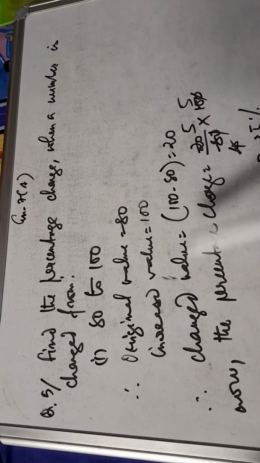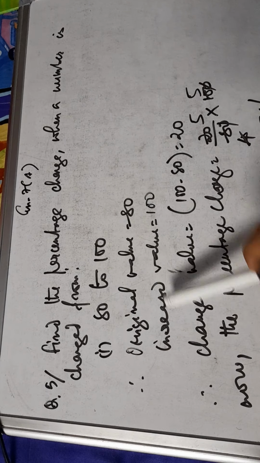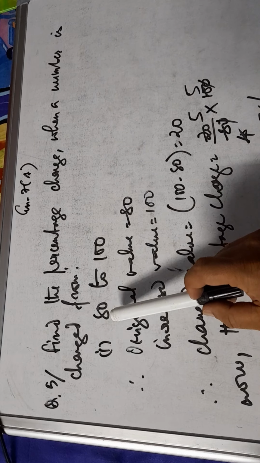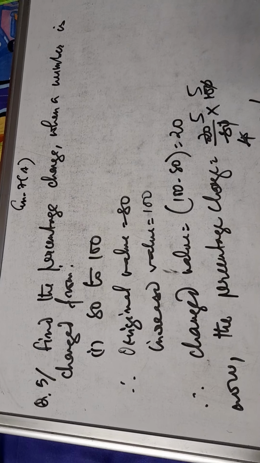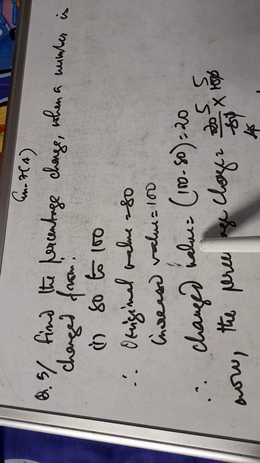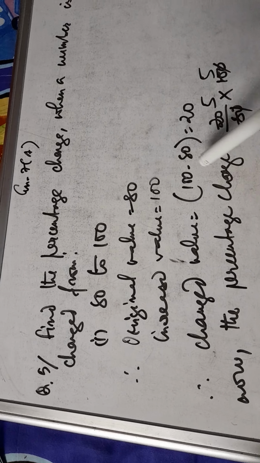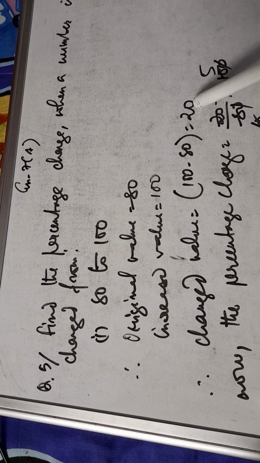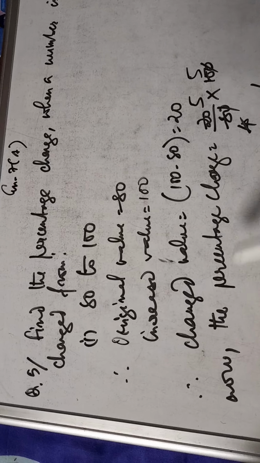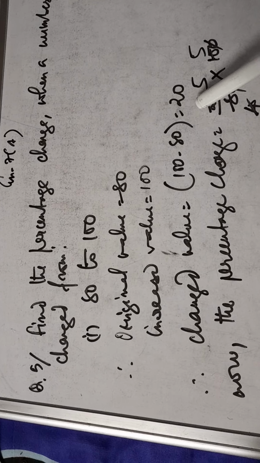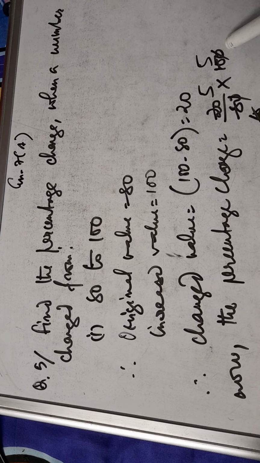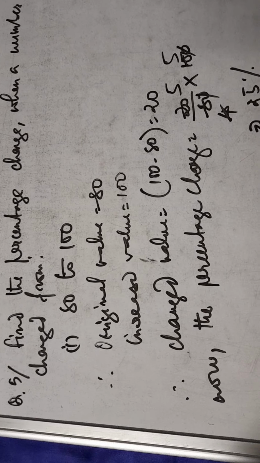So it is written here that the original value is 80 and the increased value is 100. So the first value we have is 80 and the next value is 100. Okay, after subtracting we get the changed value, 100 minus 80 equal to 20. Now we have to take out a percentage on that changed value. So we can write the changed value by the original value multiplied by 100, because we convert into a percentage.